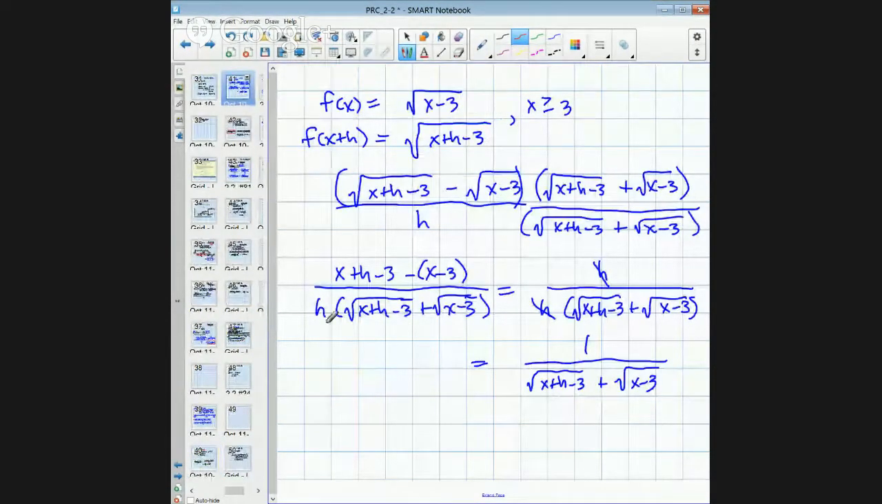Now, let me just show you what happens when you do it with a square root. It gets a little messy again. So this time, you can see here's our original function, square root of x minus 3. Okay? So when you want to find, and by the way, do you see why this is here? Why is that comma x is greater than or equal to 3 there?